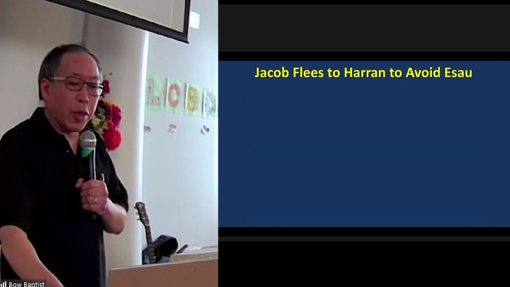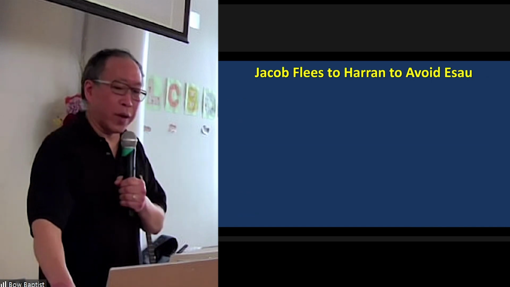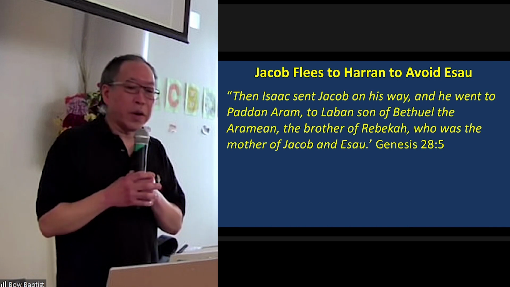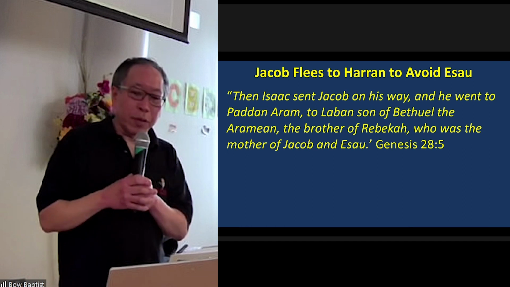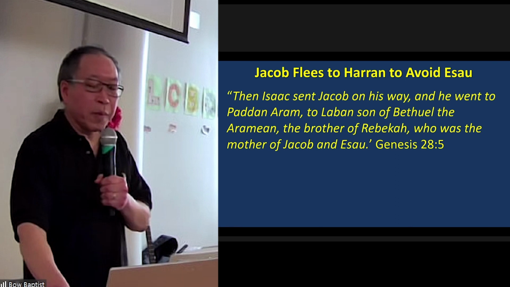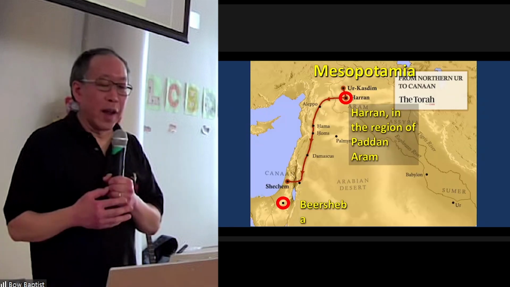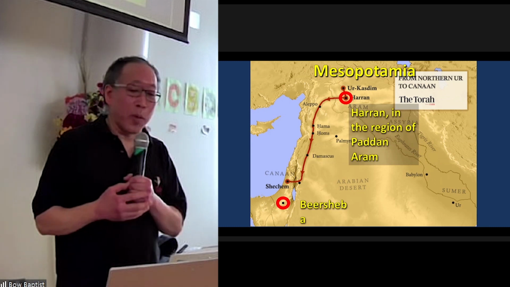So our third point of contact is when Jacob flees to Haran to avoid Esau. "Then Isaac sent Jacob on his way, and he went to Paddan Aram to Laban, son of Bethuel, the brother of Rebekah, who was the mother of Jacob and Esau." So remember that Jacob had cheated Esau out of his birthright, and it was in Jacob's best interest to run as fast as he could away from Esau.